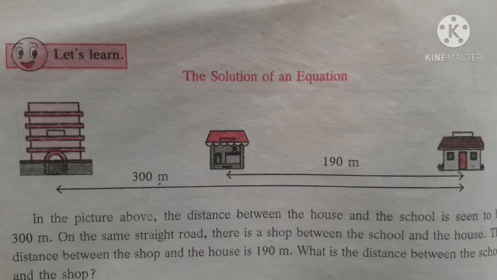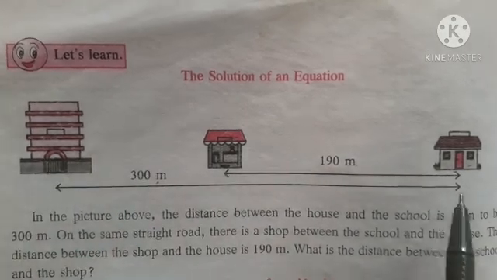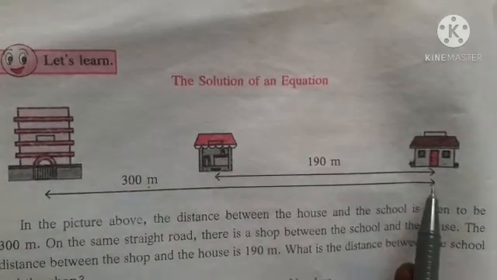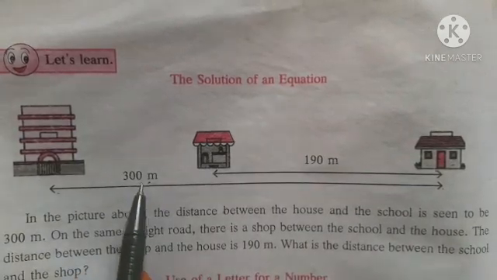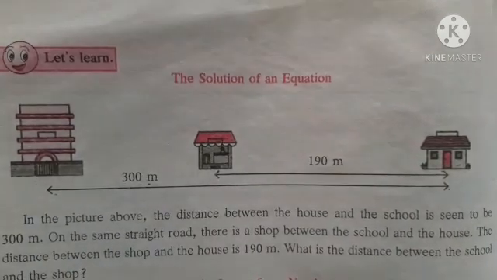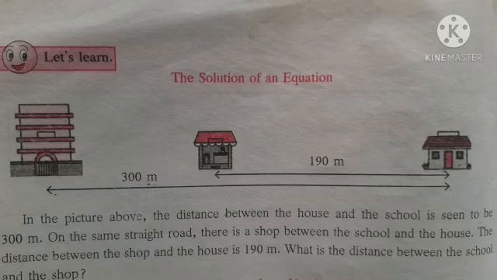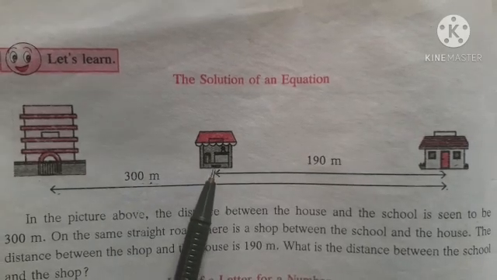In the picture, the distance between the house and the school is seen to be 300 meters. This is the school and this is the house. Distance between house and school is 300 meters. On the same straight road, there is a shop between the school and the house. You can see a shop.